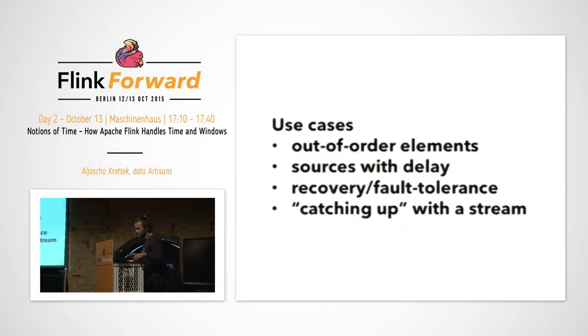So as I mentioned, some use cases where you might want to use this event time windowing are, of course, when the elements arrive out of order and you want to deal with this. Also sources that have delay, as I showed in this example where you want to correlate the Twitter stream and these news streams that arrive with delay.